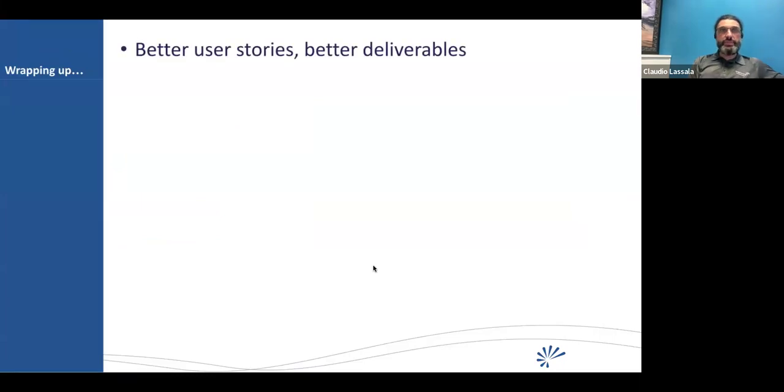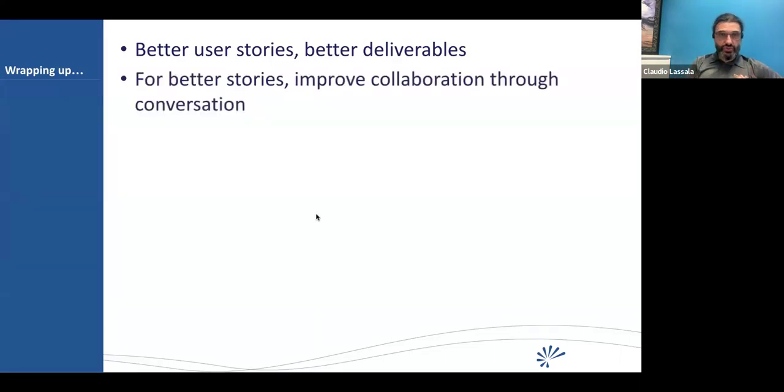So wrapping things up, as I look at questions here, better user stories, better deliverables, period. If you increase the quality of your user story, you're definitely going to be delivering better results. For better stories, improve the collaboration through conversation. And by the way, if you have better user stories, the quality of your code is going to go up as well. If you write your code based on that clear communication you've had, the quality of the code is going to go up the same way.